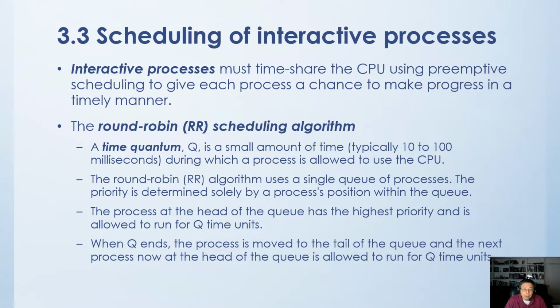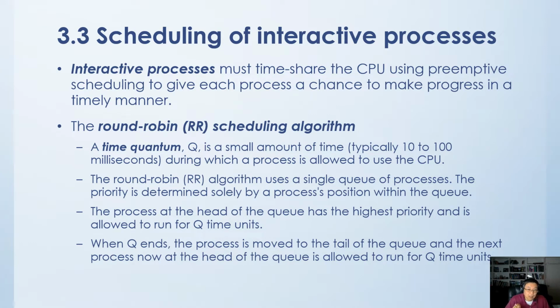Interactive processes are bursty in nature, unlike batch processes. Batch processes are basically long-running processes. Once they are created, they are going to be running on the CPU for a long time, and then when they quit, they generate output. But interactive processes are different.